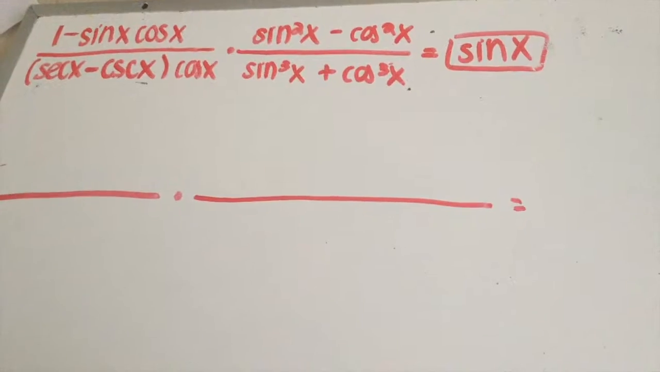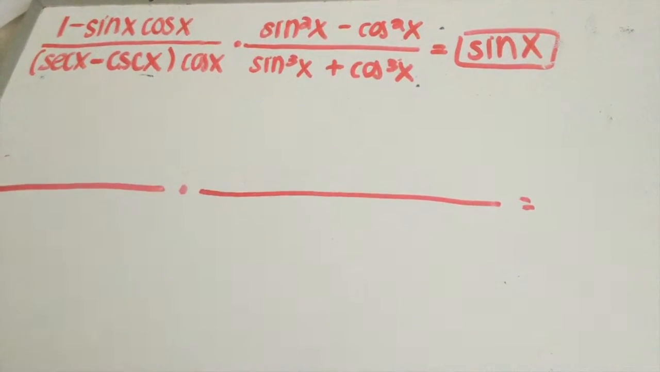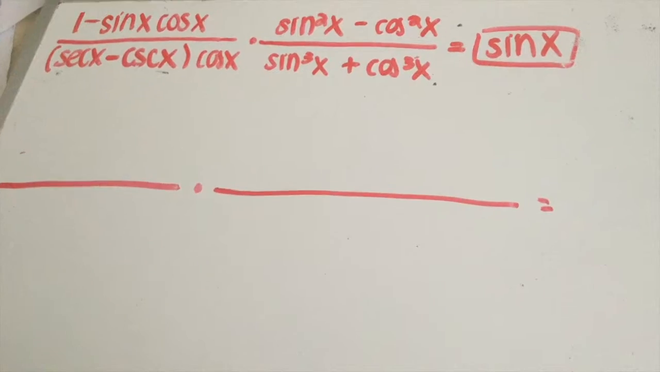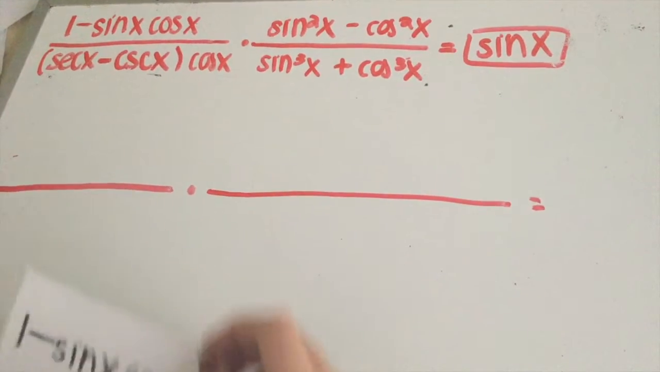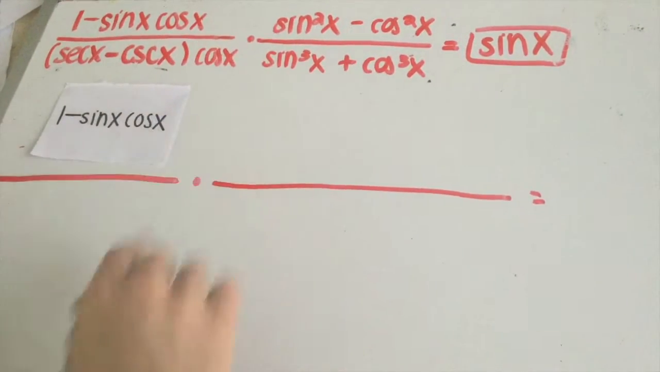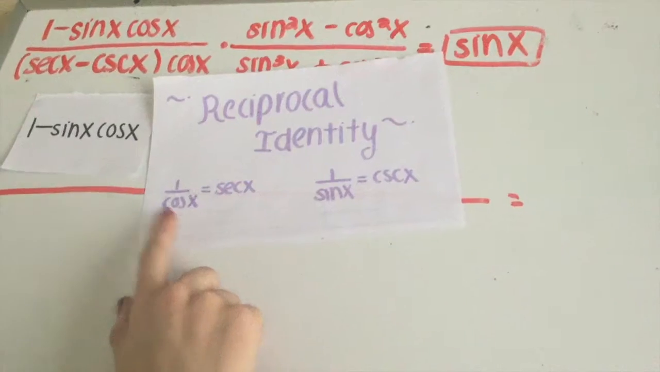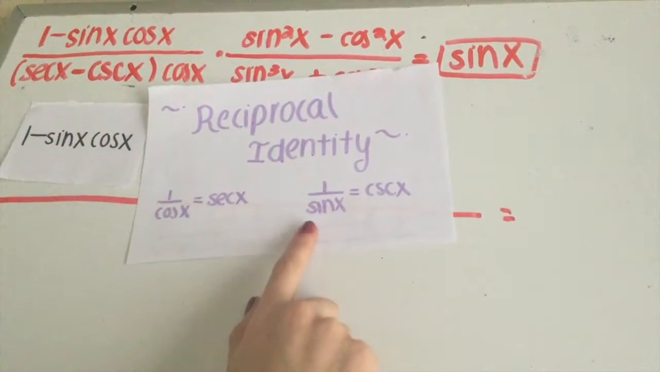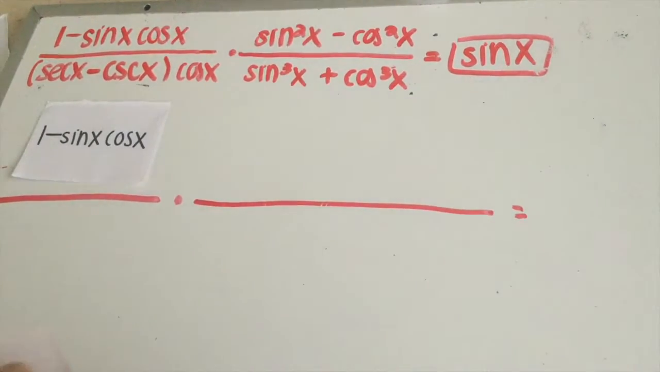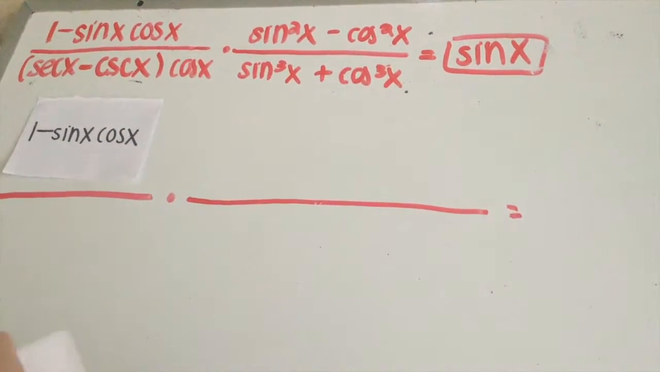and that's the result. Now we will be solving the following identity. The first thing that we have to note is that the numerator of the first fraction will be left as it is. Then we're going to be using the reciprocal identity in order to change the value of secant into 1 over cos and the value of cosecant into 1 over sine, because they are reciprocal. So this will leave us with something just like this.